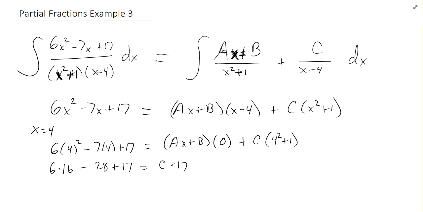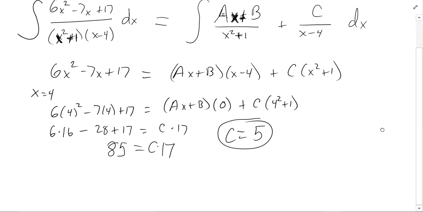And 6 times 16, I'm going to pause here a little bit and grab my calculator. I left it off. So instant entertainment here. I'm going to disappear and I'll be right back with an answer. Okay. The 6 times 16 minus 28 plus 17 all works out to be 85. So 85 is equal to c times 17. So c is equal to 5. That's one piece I need.